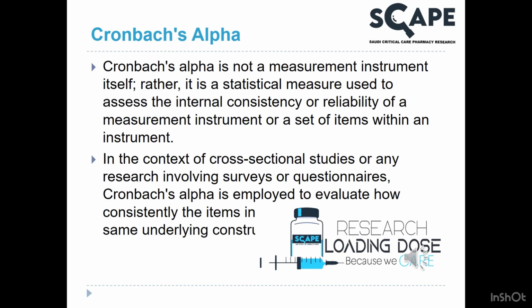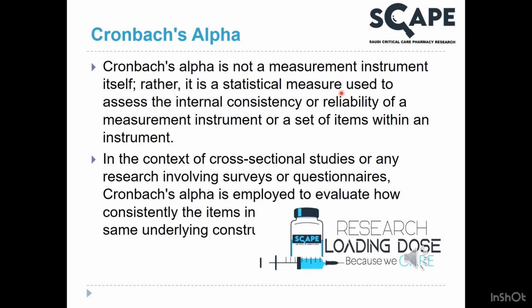Okay, let's talk about the Cronbach alpha. What is a Cronbach alpha? So Cronbach alpha is a measure of internal consistency, most often used in cross-sectional studies to assess the reliability of a scale or questionnaire used to measure a specific variable of interest. And this is not a measurement instrument. It's basically a statistical measure which is used to assess the internal consistency or reliability of a particular set of items to assess a study objective.